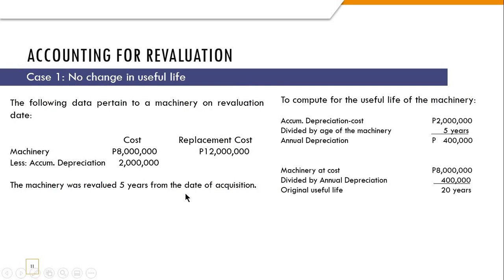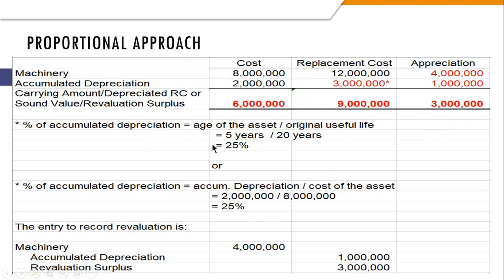So, if it was revalued 5 years from the date of acquisition and we computed a useful life of 20 years, then 5 years divided by 20 years is 25%, meaning 25% of the useful life of the asset is already used up. So this is 25%. Okay? That's the percent of accumulated depreciation.